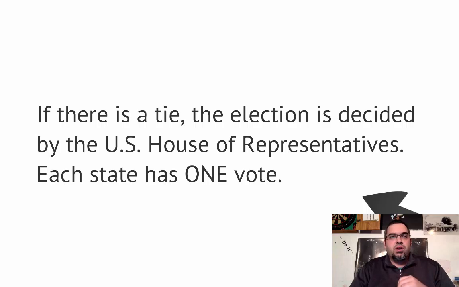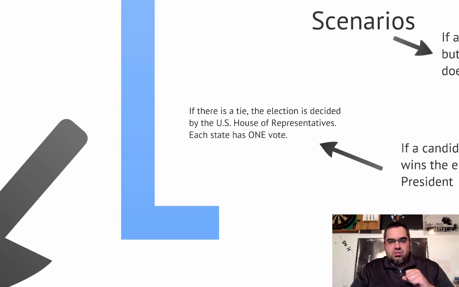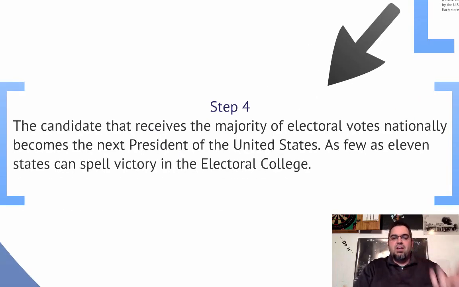So the moral of the story is, the vote in the Electoral College is the vote that really matters. So the candidate that receives the majority of electoral votes nationally becomes the next president of the United States. And while it seems kind of absurd, as few as 11 states can spell victory in the Electoral College. That's kind of highly unlikely due to the politics in each state.